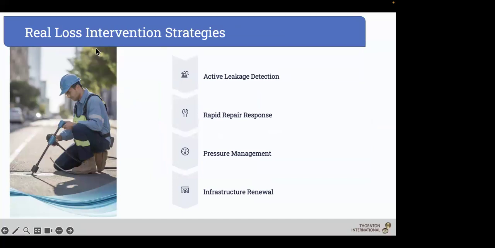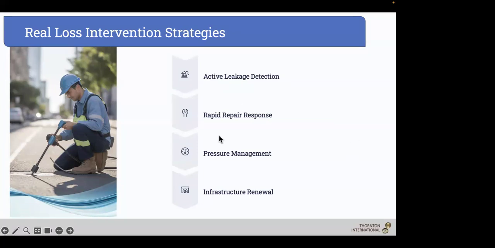So when we think about real loss intervention strategies, we always think about active leakage detection surveys. Surveys using acoustic equipment and other technologies to identify hidden leaks before they become visible. Rapid repair response: create protocols for quick repairs of the leaks to minimize water loss duration and volume.